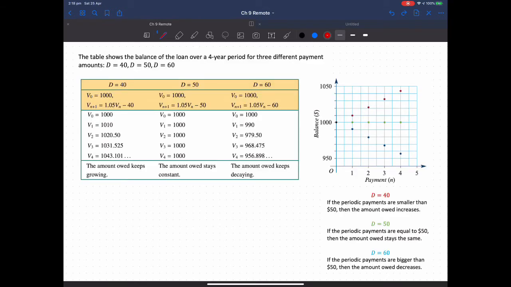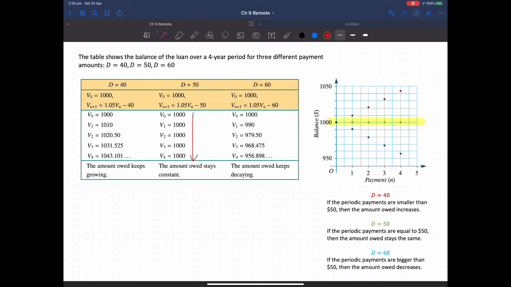Continuing with our example, when D was equal to 50, that is, the amount of interest earned was equal to the repayment, then there was always $1,000 owed. If we were going to plot this graphically, where horizontally we have payments and vertically we have balance, our payments where the interest and the payment are the same value gives us a straight line going horizontally.